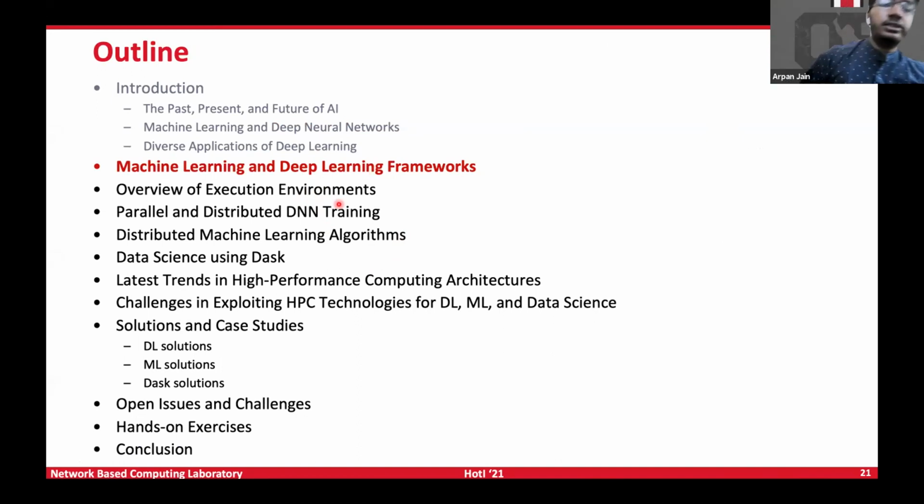I hope you can see my slides. Yes. Okay, great. So hello everyone. So now we have some basic idea of what deep learning is, what machine learning is, and their applications. So let's move to the frameworks that can be used to train such models.